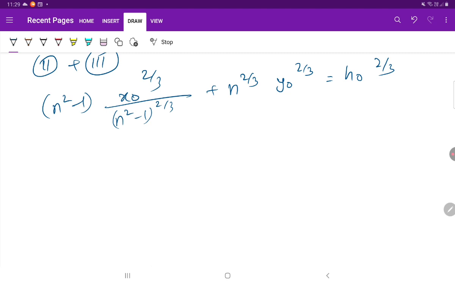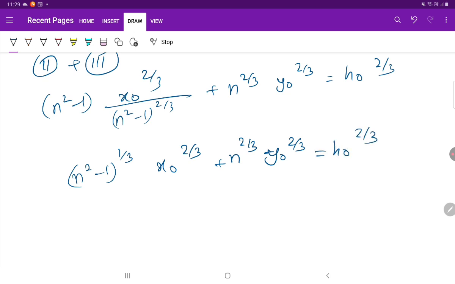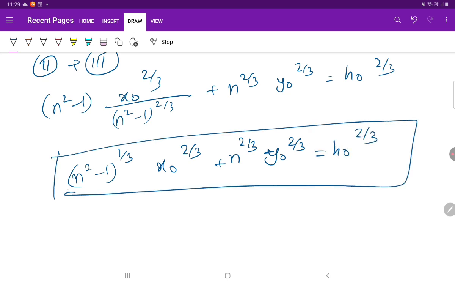If we further continue the evaluation, we'll get n square minus 1 whole to the power 1 by 3, x naught to the power 2 by 3, plus n to the power 2 by 3, y naught to the power 2 by 3 is equal to h naught to the power 2 by 3. And we eventually proved that, taking n square minus 1 whole to the power 1 by 3 as a, n to the power 2 by 3 as b, and h naught to the power 2 by 3 as c, we get the desired result.